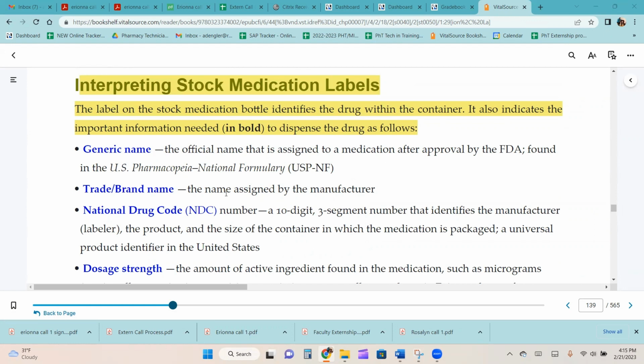Interpreting stock medication labels. The label on the stock medication bottle identifies the drug within the container. It also indicates the important information needed in bold to dispense the drug as follows. So the generic name, which is the official name that is assigned to a medication after approval by the FDA. The trade and brand name, the name assigned by the manufacturer. The National Drug Code, the NDC, a 10-digit 3-segment number that identifies the manufacturer, the labeler, the product, and the size of the container in which the medication is packaged, a universal product identifier in the United States.